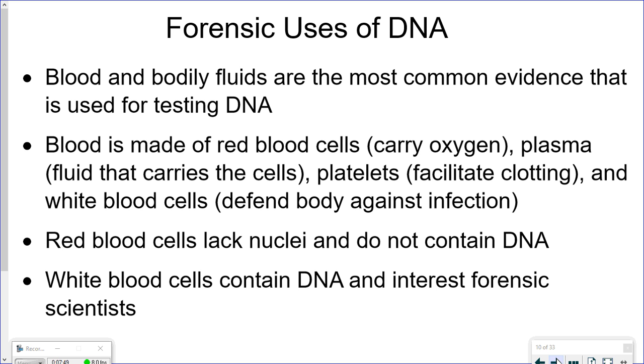One thing is your red blood cells do not have a nucleus and they do not contain DNA. That is one cell in your body that is non-nucleated. Whereas your white blood cells do contain DNA. So a lot of times whenever we're testing for DNA, we're testing the white cells, not the red cells.